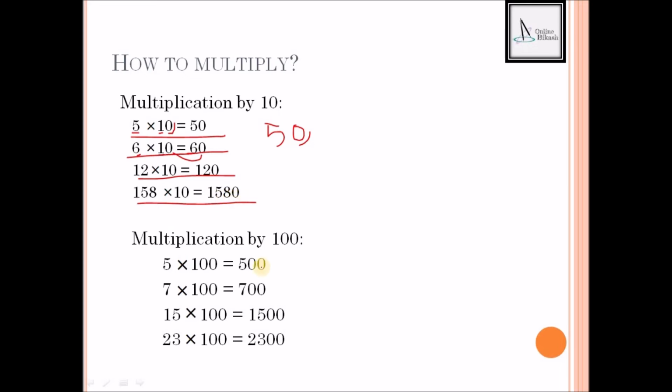Multiplication by 100, you see, in this case also the technique remains the same. Okay, 5 into 1, 5 1s are what? 5, and how many zeros are there? 2 zeros, so just place these 2 zeros at the end. Similarly 7 into 100, so 7 into 1 we will do. 7 into 1 is what? 7, and at the end we will place these 2 zeros like this.